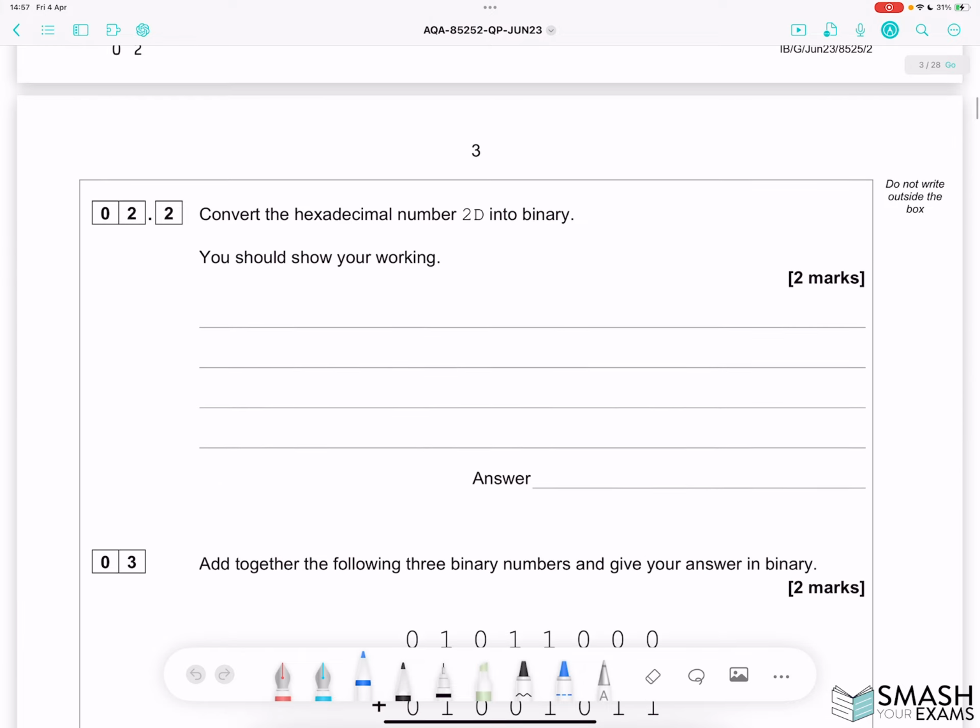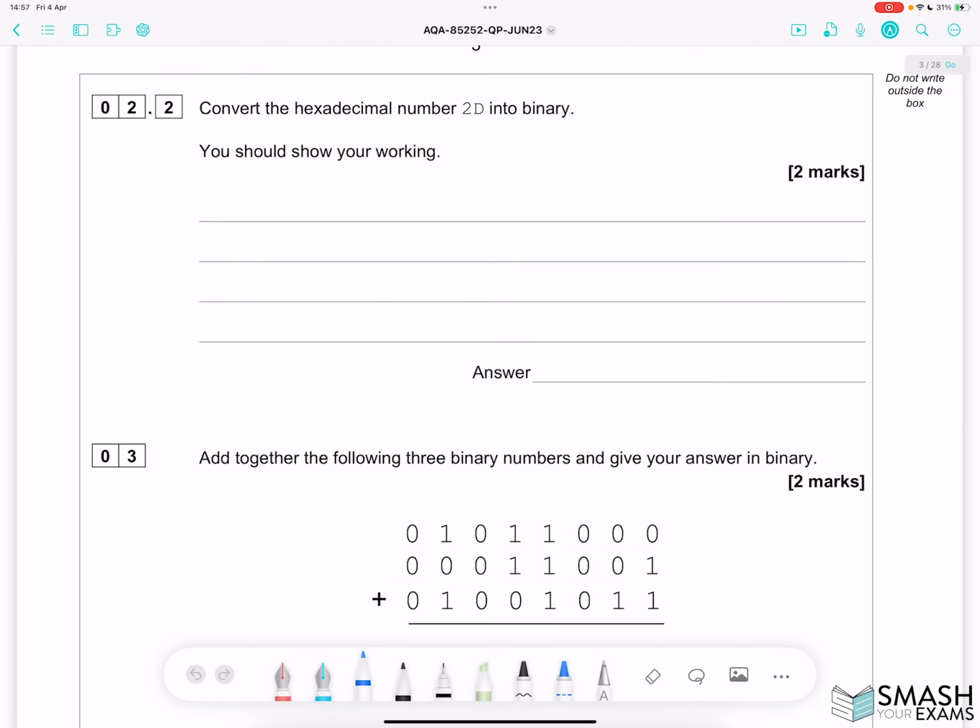Okay. The next one asks us to convert the hexadecimal number 2D into binary. Now, there are a couple of ways to go about doing this. It says we should show our working, and we get 2 marks for this. So one way would be, if you're more comfortable, converting it into denary first, then converting your denary number into binary from there.